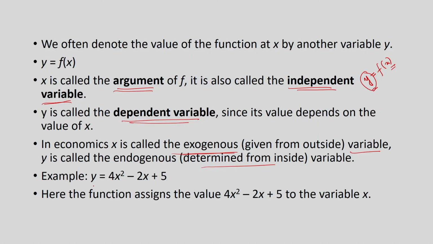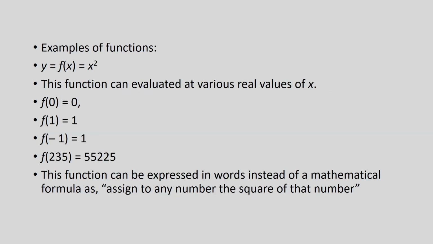So, here is an example, y is equal to 4x square minus 2x plus 5. Here the function assigns the value 4x square minus 2x plus 5 to the variable x. Okay. So, this is the rule. And you have another example here, y is equal to f of x is equal to x square.